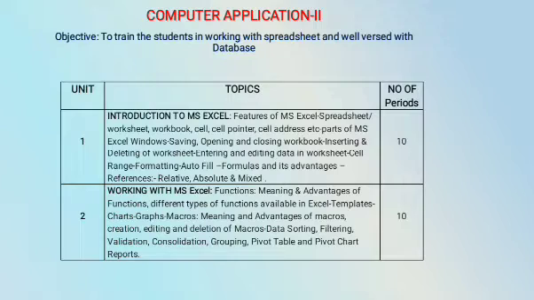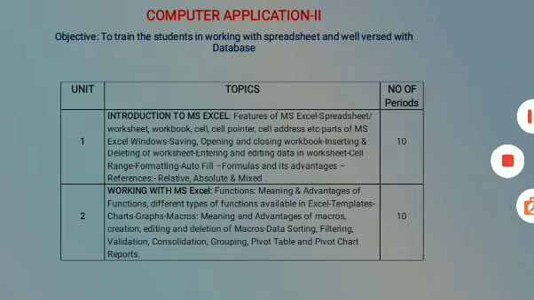The next one is formulas. Formulas are the arithmetic functions, the arithmetical operations we want to write. What are its advantages? Then the references. This is the most important. There are three types of references: relative reference, absolute reference, and mixed reference. If you use both relative and absolute, that is called a mixed reference.